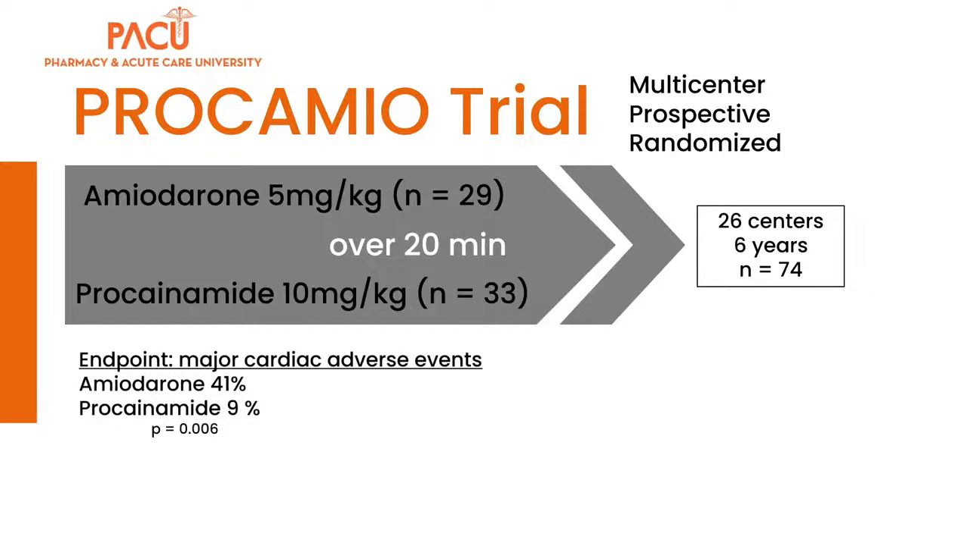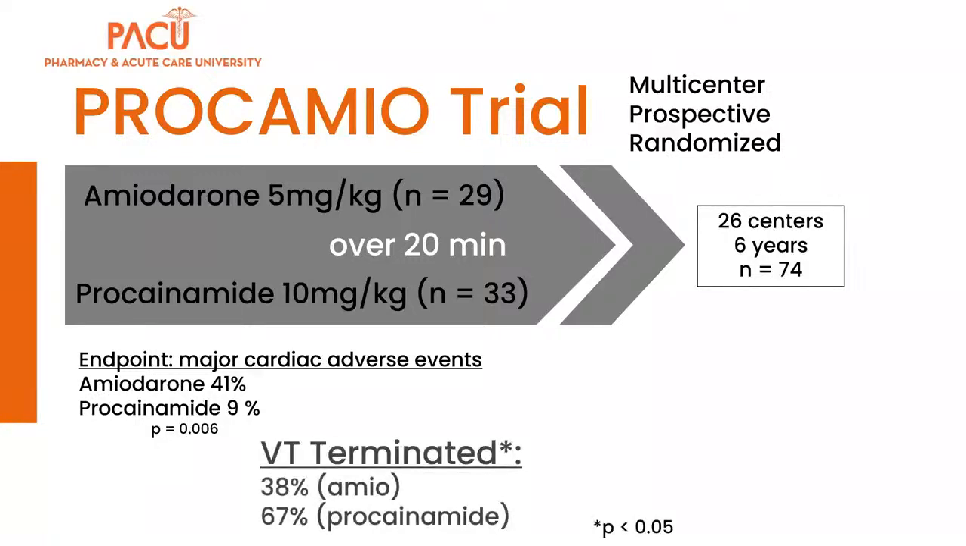Their major endpoint also creates some criticism because it was major cardiac adverse events. It wasn't termination of stable VTAC. It was MACE, or major adverse cardiac events. Amiodarone had more adverse events than procainamide. However, when we look at one of the secondary endpoints, ventricular tachycardia was terminated in only a third of the patients with amiodarone and 2/3 of the patients with procainamide. This was significant. However, the study wasn't powered for it, and this was a secondary outcome.